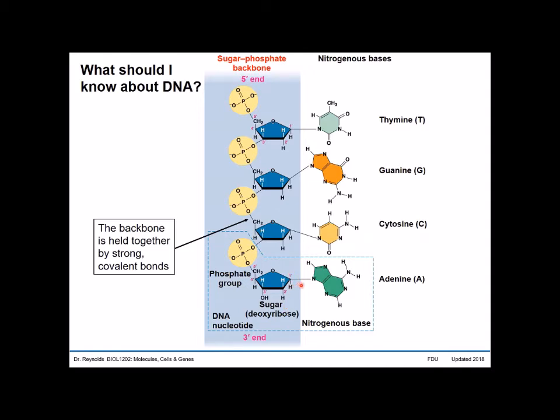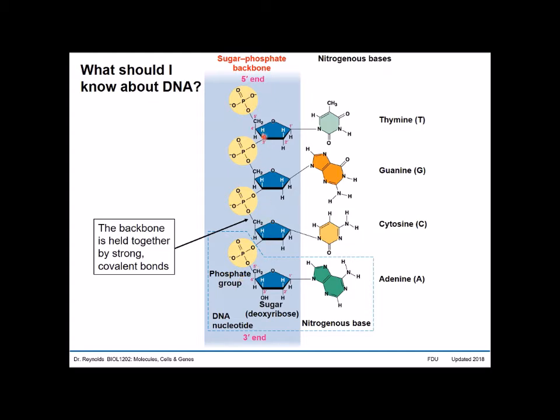The 1' carbon always has a nitrogenous base attached, which reaches into the inside of the DNA molecule. The 3' carbon has a hydroxyl group, and this is going to be the site of the growing nucleotide chain. So this is going to be the place in which new nucleotides are added to the chain. And off the 5' carbon is going to be the phosphate group, which is linked to the next sugar.